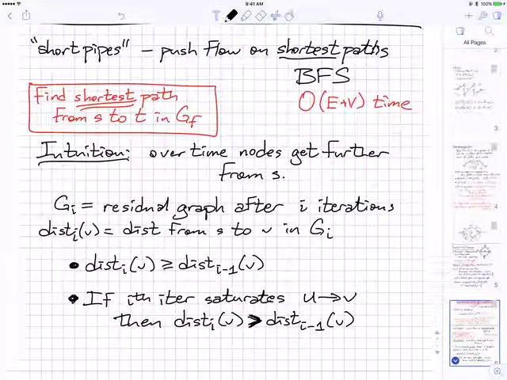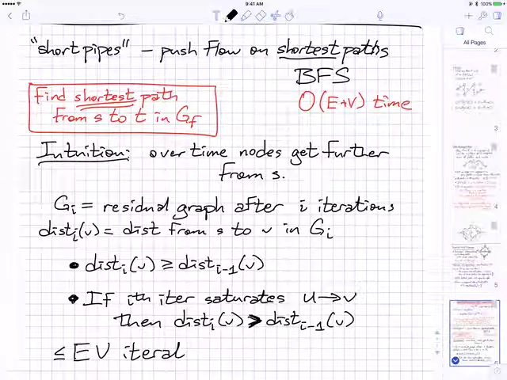That means after, at most, EV iterations, sorry. Well, okay. Let me refer to the notes for the technical thing here. I realize this statement is intuition, but not actually fact. Morally, this is what's going on. If I wanted to state this a little bit more carefully, it would take up more time. But essentially, every time you saturate something, something gets further away.